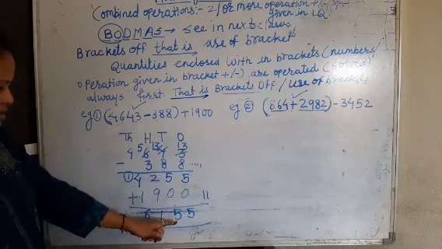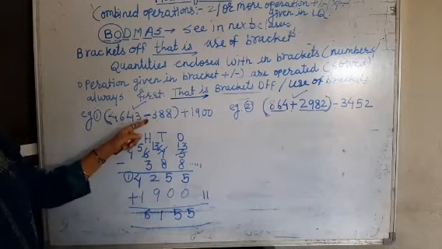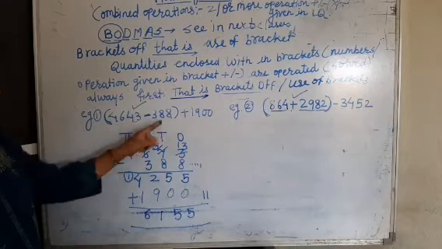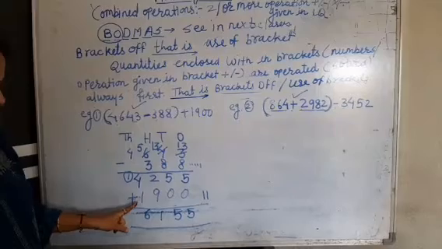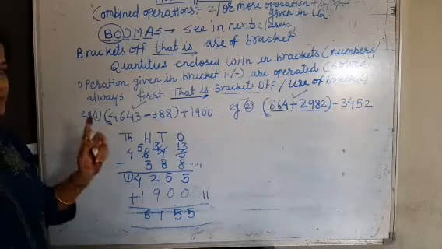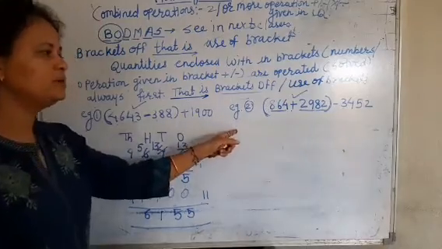So students, in this way we got this answer. We arranged the sum, solved the bracket first, and then added the number outside the bracket. We got the answer 6155. Let us go to the next example.